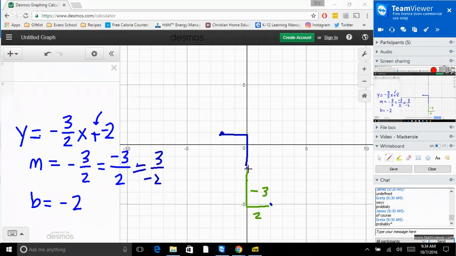So it works out either way. You're going to end up with a different point that you've graphed, but you still get the same slope, whether you assign the negative to the numerator or the denominator. Okay, so then I would want to connect the dots going down this way.